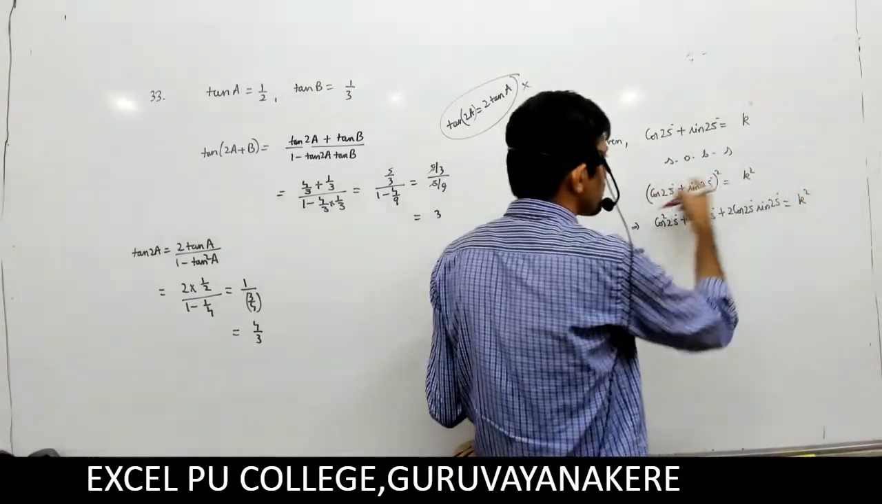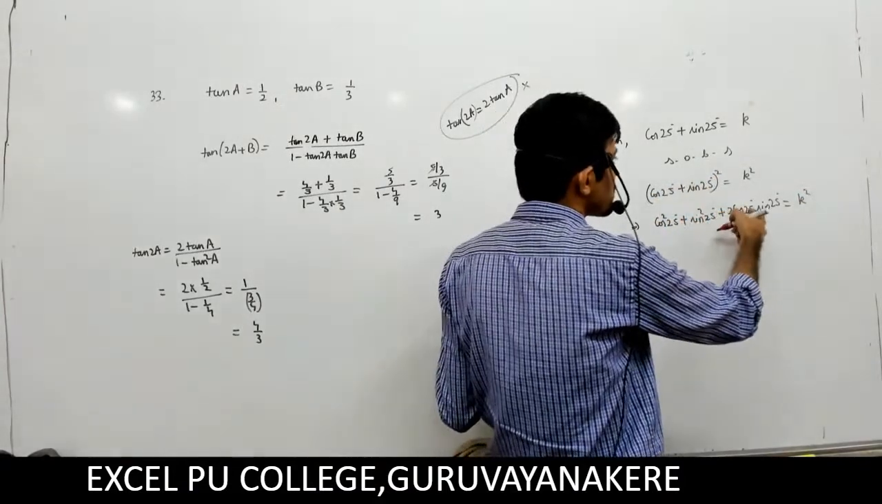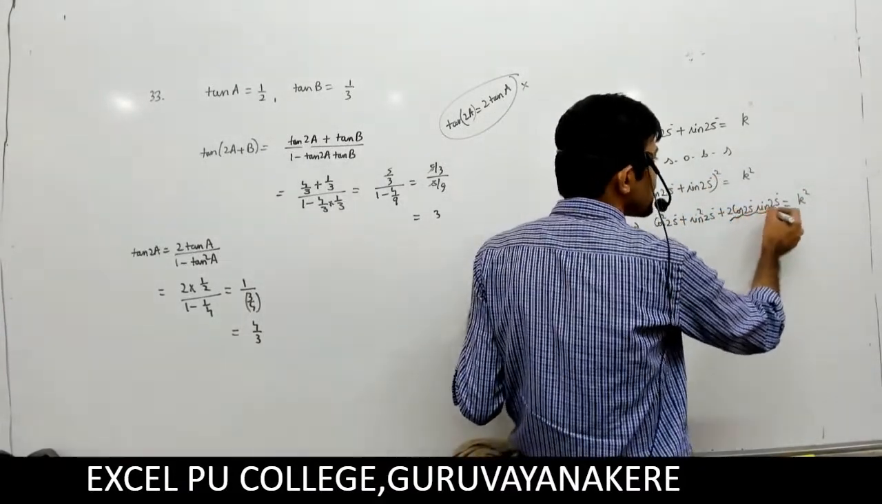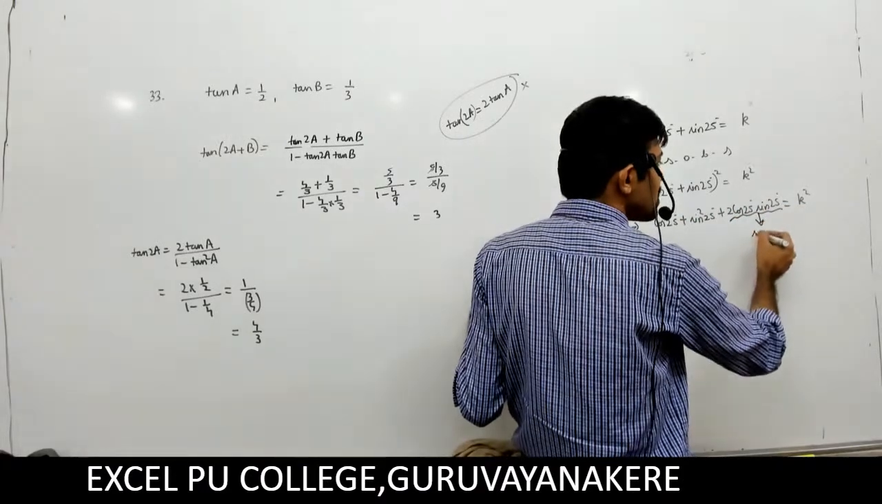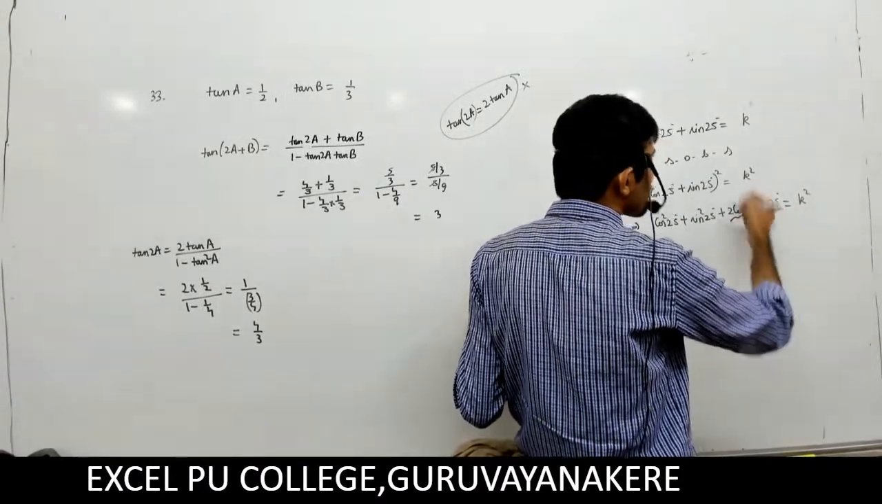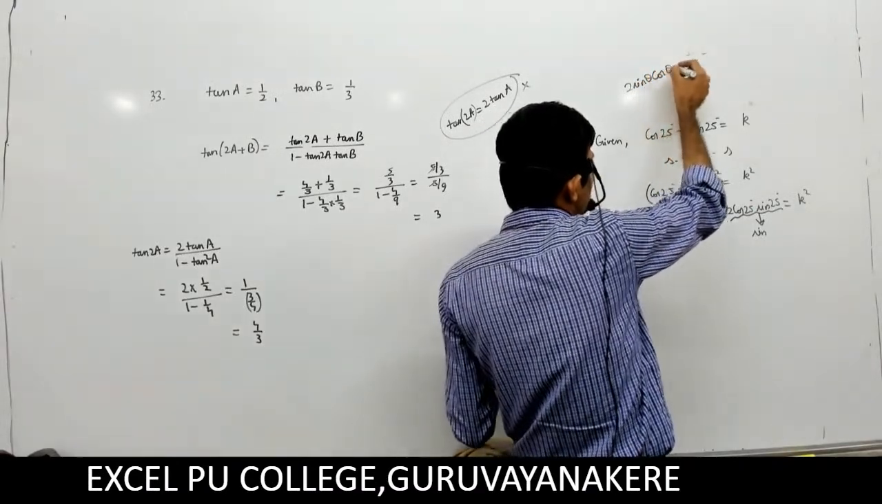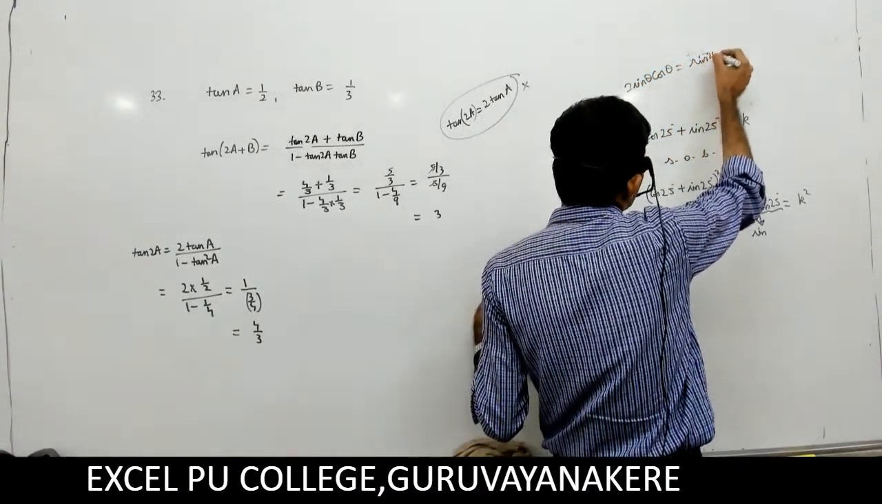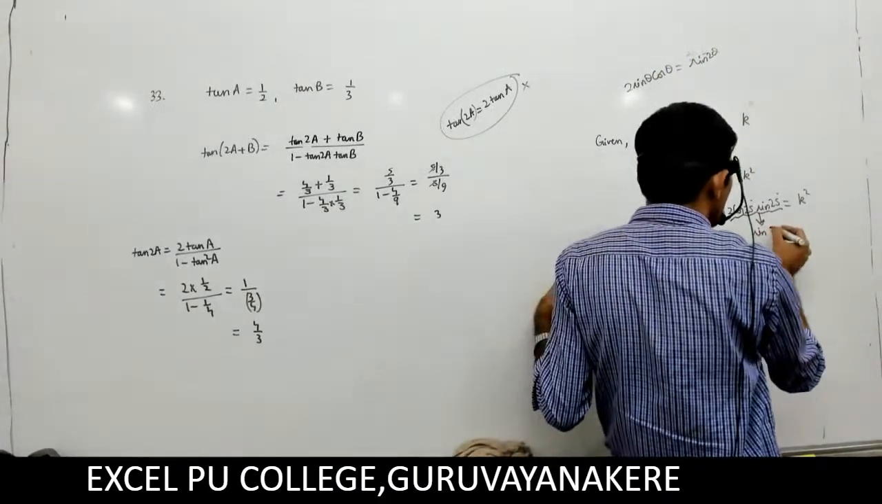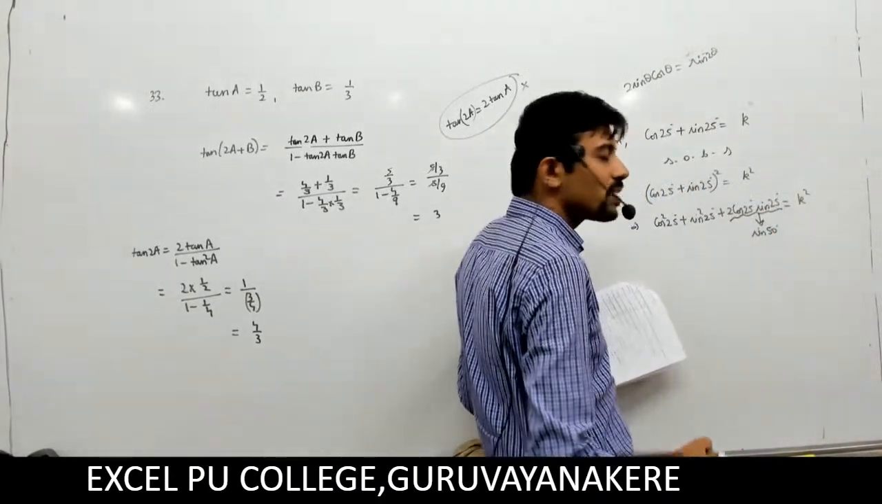(a + b) the whole square is a square plus b square plus 2ab. And this is 2 sin theta cos theta, that is sin 2 theta, right? This is sin of double the angle. What is 2 sin theta cos theta? 2 sin theta cos theta is sin 2 theta. Double the angle. Theta double is 2 theta. 25 double is 50. This becomes sin 50.